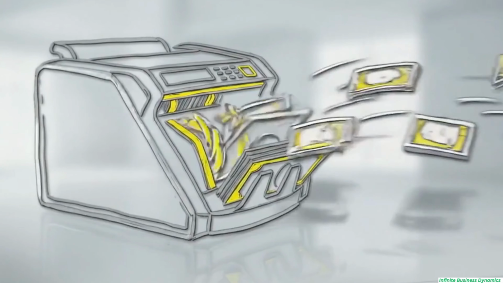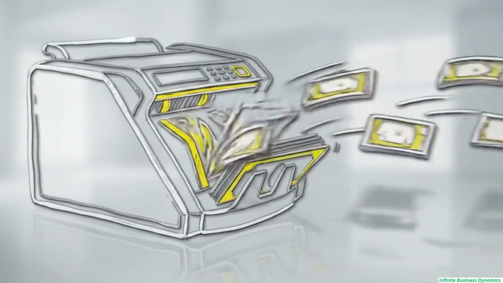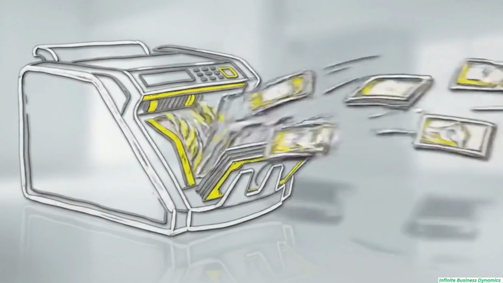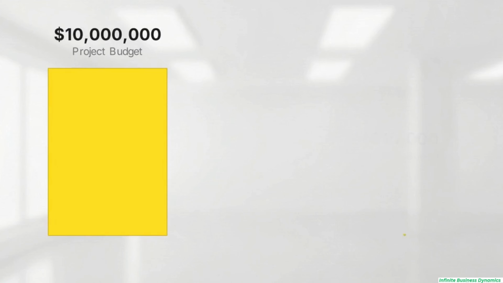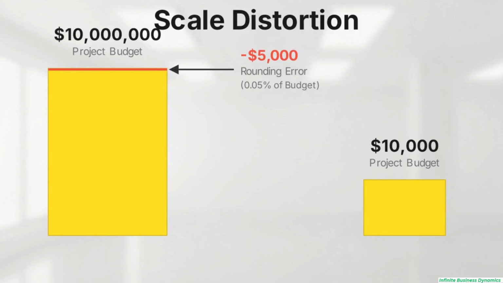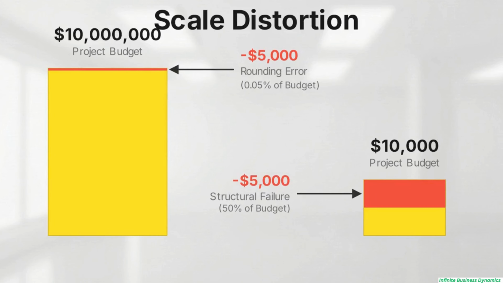Up to this point, we have measured performance using absolute variances. Schedule variance and cost variance give us raw dollar amounts to determine our position. This diagram compares a $10 million project and a $10,000 project. The flaw in absolute dollars is scale distortion. A $5,000 variance on the massive project is a rounding error. That same variance on the small project indicates a severe structural failure.